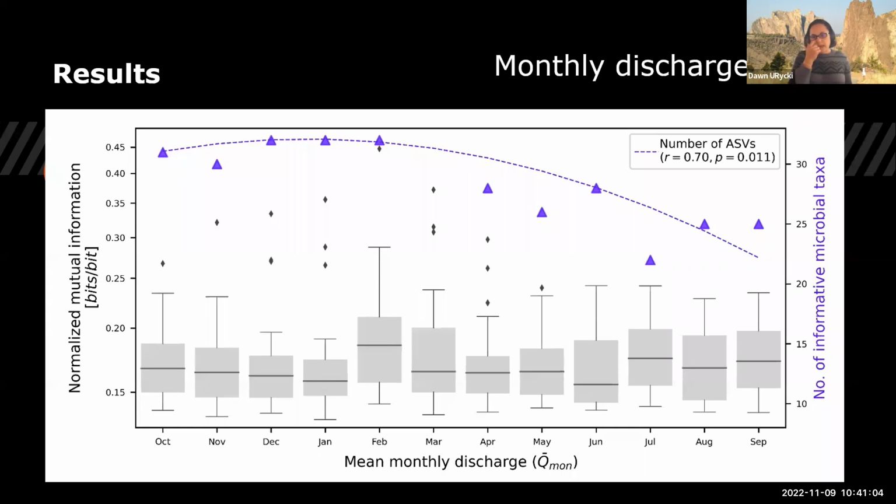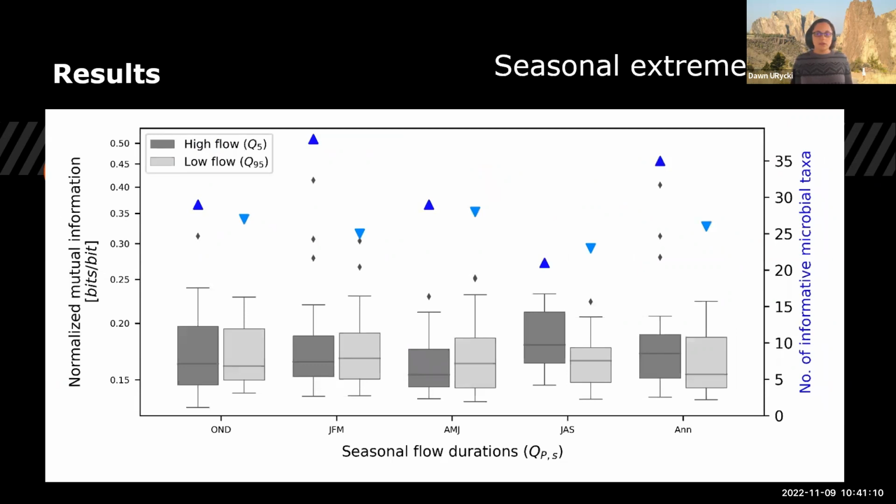However, we observe no pattern in the amount of shared information with high versus low flow durations, which is what I'm going to show here. So we have the seasonal high flows in dark gray and low flows in light gray, and the number of informative taxa in dark and light blue. We observe no significant difference between high versus low flows as far as the amount of mutual information or the number of informative taxa.